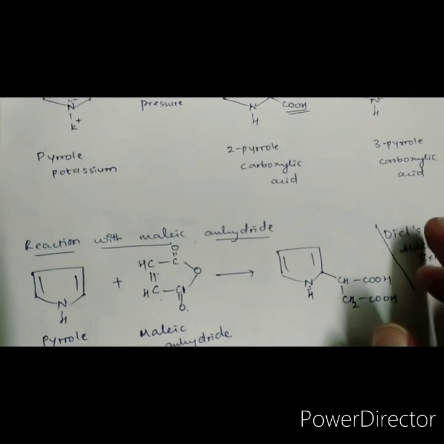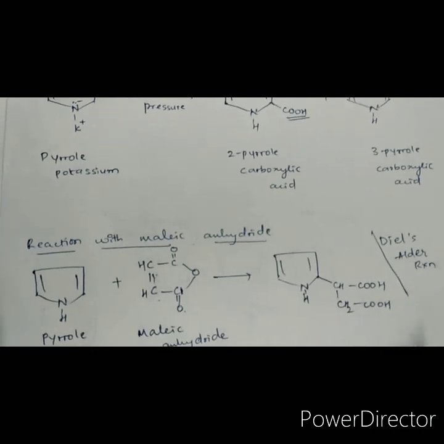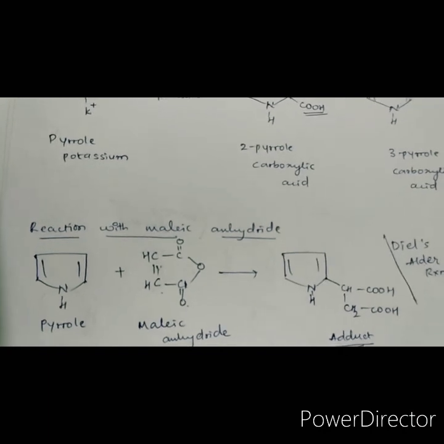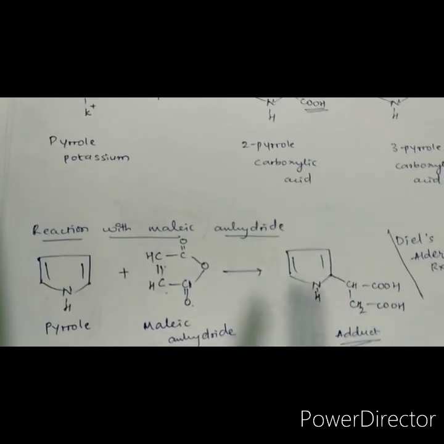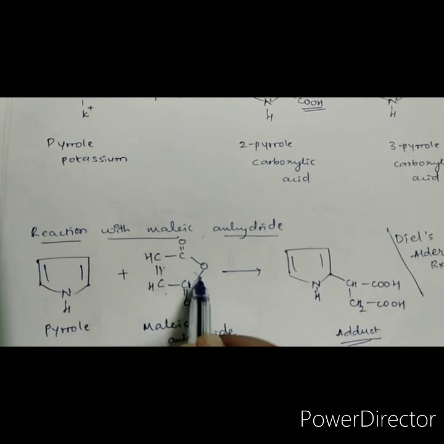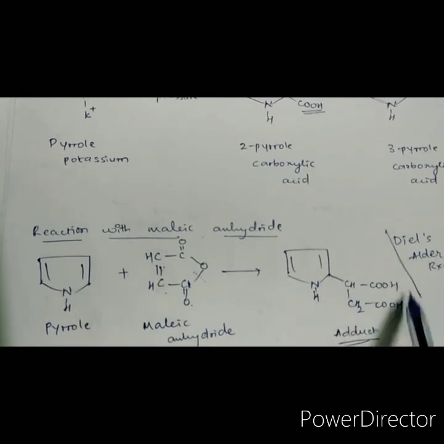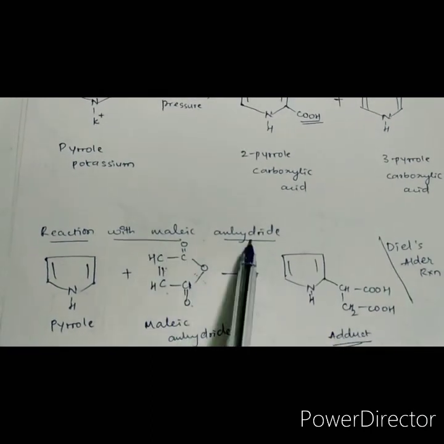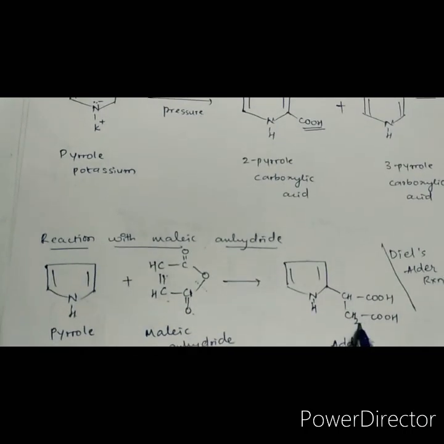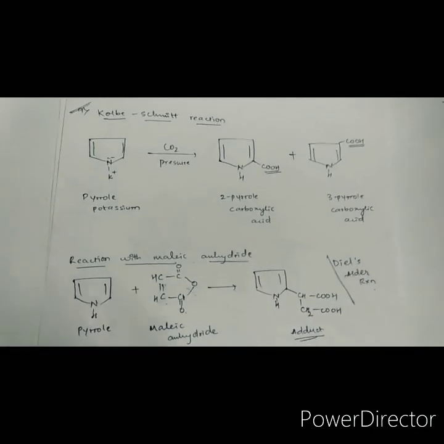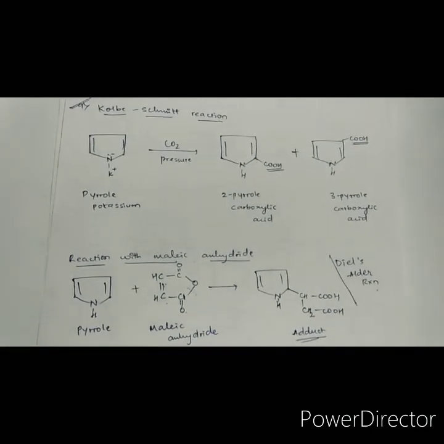This is a kind of addition reaction, the Diels-Alder reaction, wherein specifically unsaturated compounds react with each other to form an adduct. The product formed is known as an adduct. So here the adduct formed is this product, wherein this bond is broken and these unsaturated bonds react with the carbon, forming an addition product. So this is how maleic anhydride reacts with the pyrrole, forming an adduct, in what is known as the Diels-Alder reaction. So this is regarding different chemical reactions that pyrrole undergoes, resulting in different kinds of products.